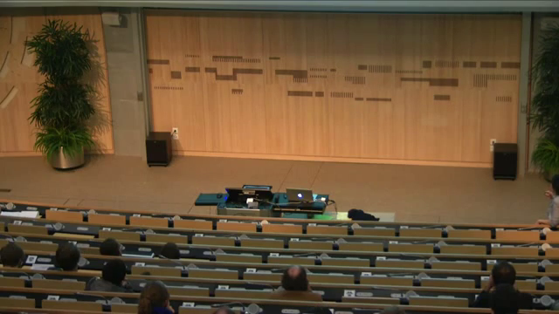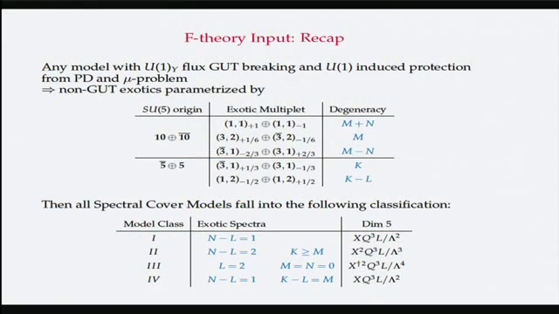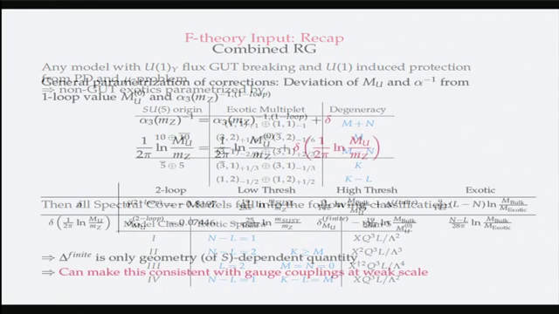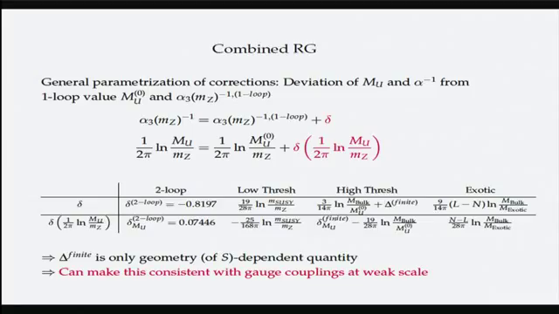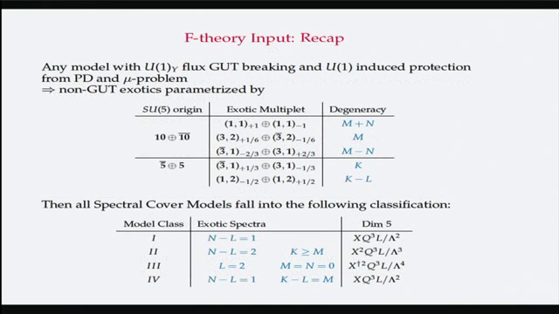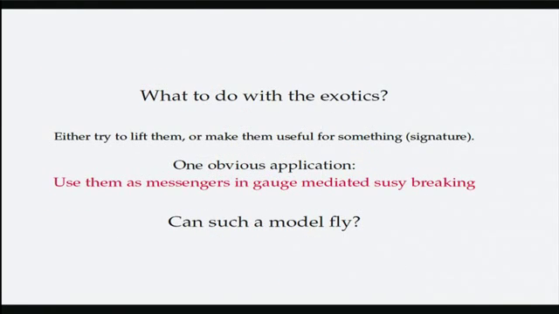Cool. So this is now the class of theories that we're looking at. And indeed, for each of these L and N, we can make this, at least modulo this delta finite, consistent with the unification. Now, there's a question: what do we do with that? These exotics, you could either say, I would give them a mass and they just disappear. Or you could say, well, maybe this is the kind of thing that's interesting.